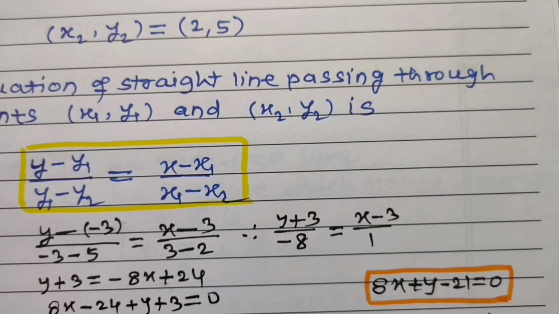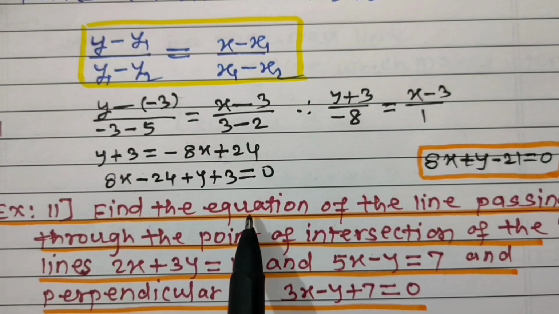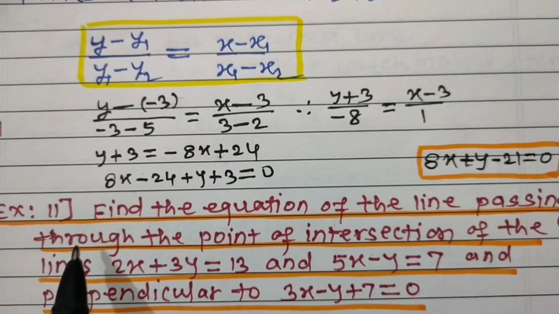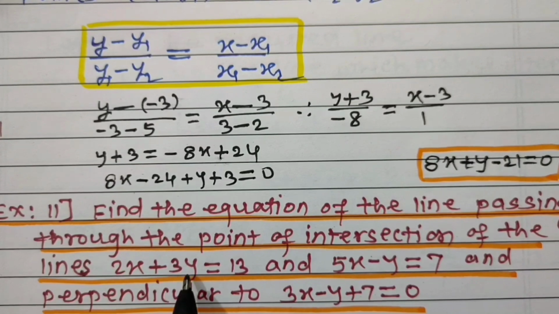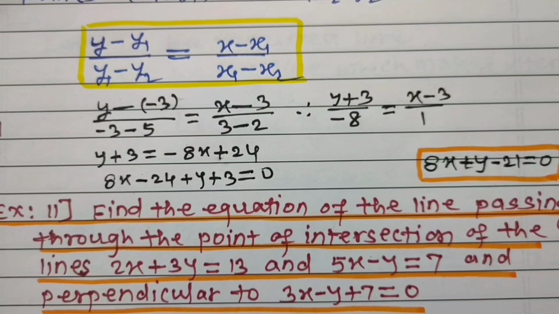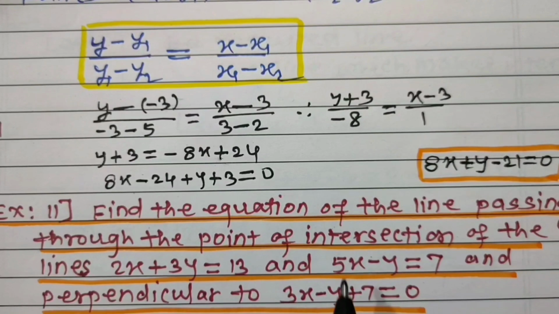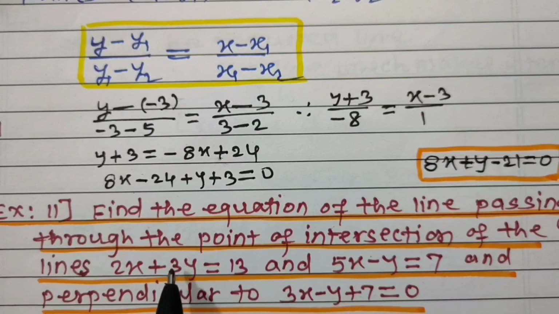Let us solve next sum number 11. Find the equation of the line passing through the point of intersection of the lines 2x plus 3y is equal to 13 and 5x minus y is equal to 7 and perpendicular to 3x minus y plus 7 is equal to 0. What is given? The required line is passing through the point of intersection of these two lines and perpendicular to this line. By using the condition of perpendicularity, you can find the slope of the required line, and one point which lies on the required line will be the point of intersection of these two lines.